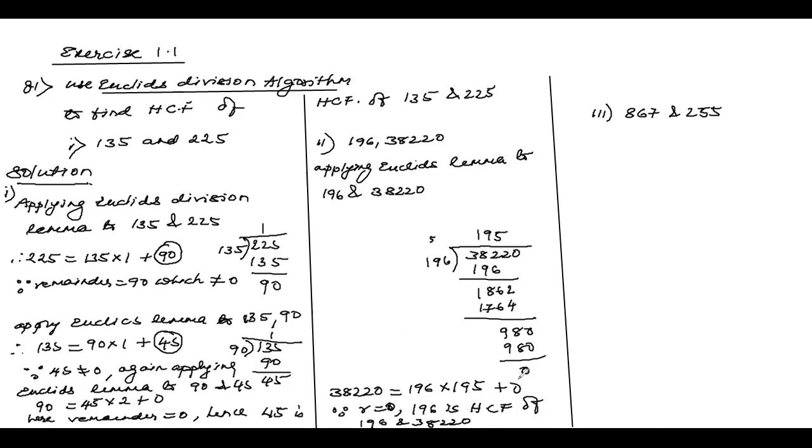Later you write it like this. So remainder 0 came. So I can say 196 is the HCF of 196 and 38220.